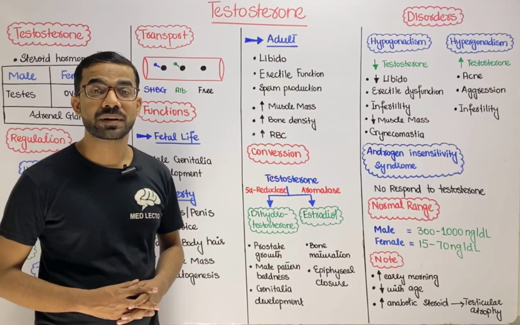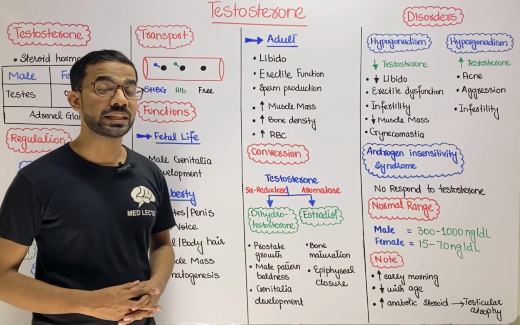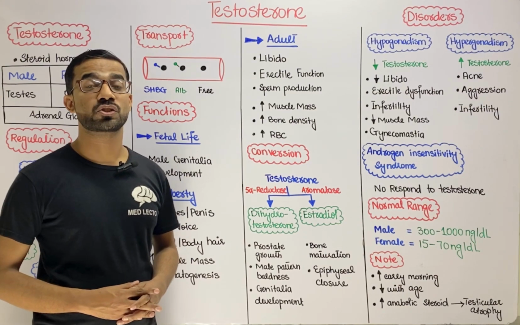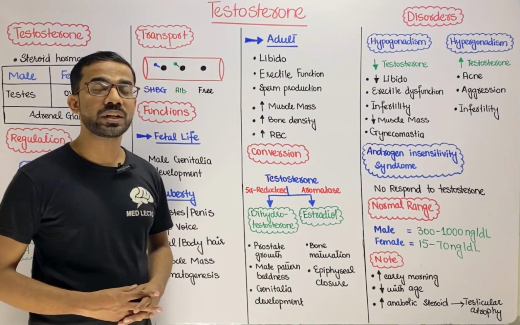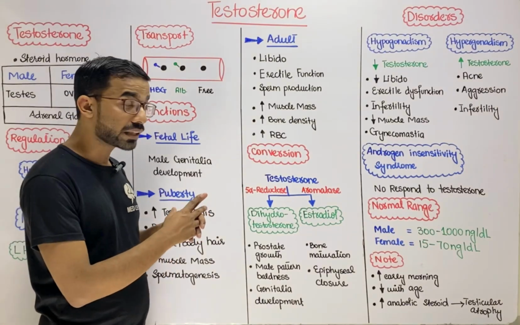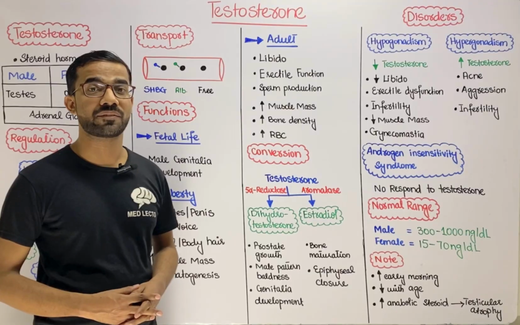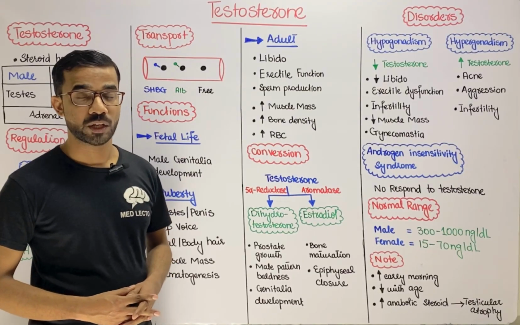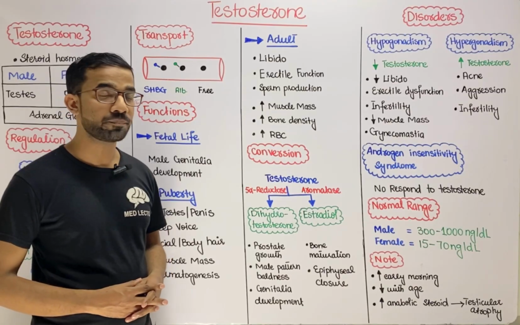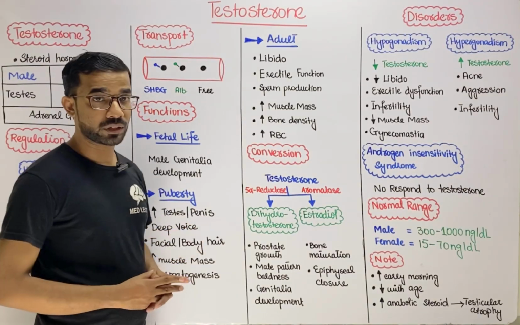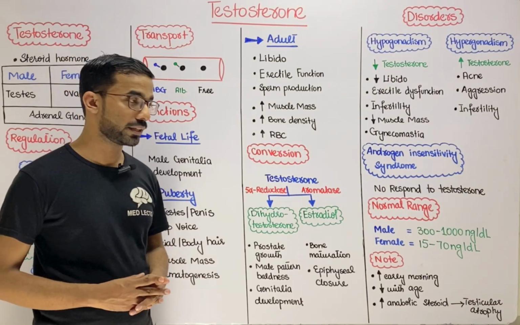But that person will start looking like a female due to the testosterone insensitivity. Next, the normal range in males will be 300 to 1000 nanogram per deciliter, and in females you will see 15 to 70 nanogram per deciliter. So testosterone level in the male will be high as compared to the female. And another important thing, testosterone level will be high in the early morning, that is the important thing.